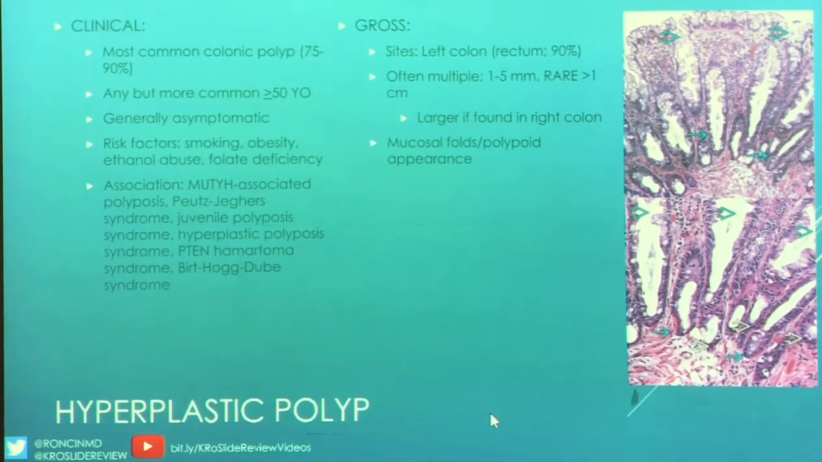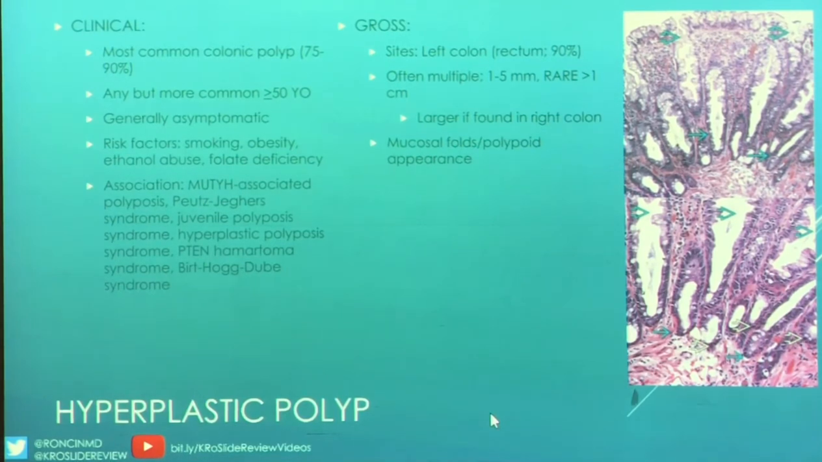And they are, that's what that means. So the next line means they can occur at any age, but they are more common in patients older than 50 years. Generally, they're asymptomatic, right? People don't know that there's all this stuff growing in their colon.